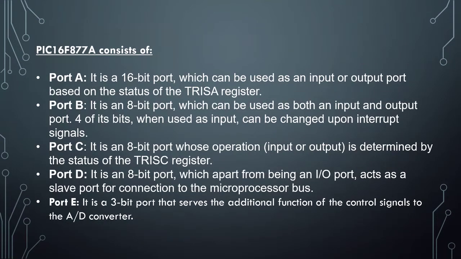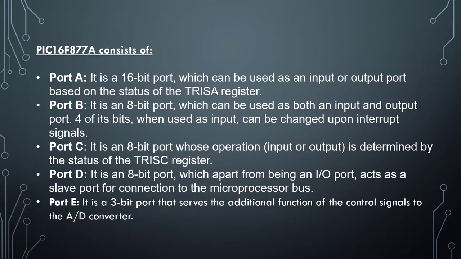Also, the PIC microcontroller consists of 5 ports. From these ports, we have port A, port B, port C, port D, and port E. These are the ports we can use to allocate our instructions, and they have different characteristics. For example, port A is a 16-bit port, which can be used as an input or an output port based on the status of the TRISA register.